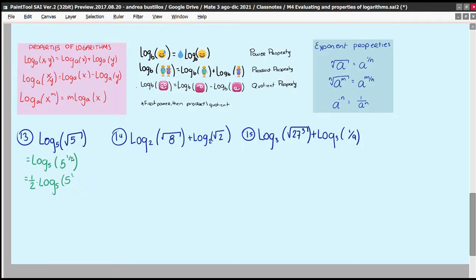Oh, sorry, just 5. From here, we can simplify this logarithm because you know the value of that logarithm. Logarithm base 5 of 5 is 1, because 5 to the power of 1 gives you 5. So this can be simplified as 1/2 times 1. That is, you can transform this logarithm into its numerical value. That is 1. So this is 1/2 times 1, 1.